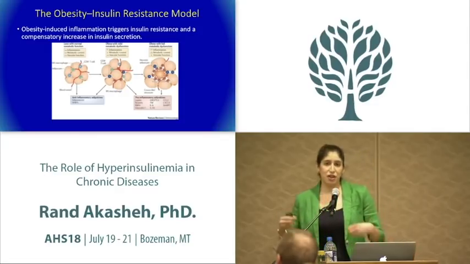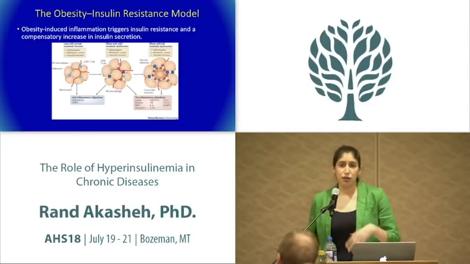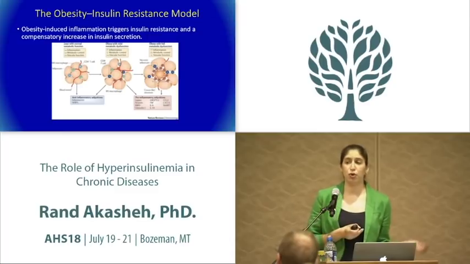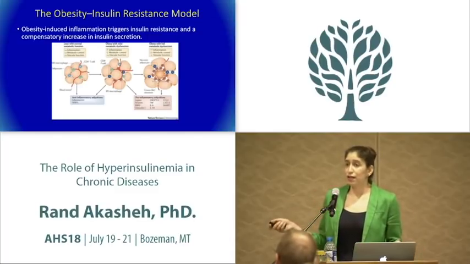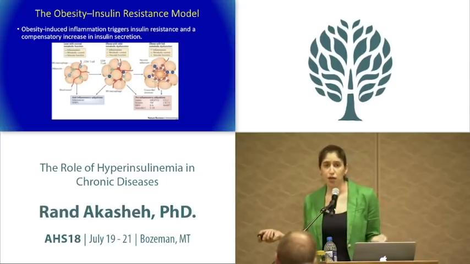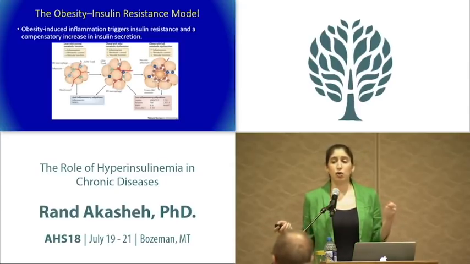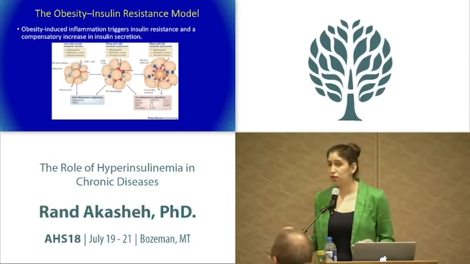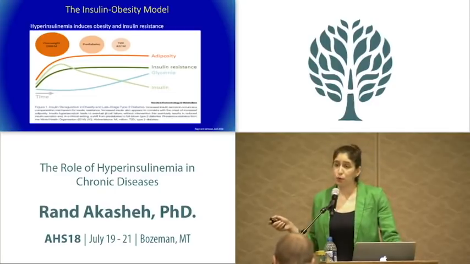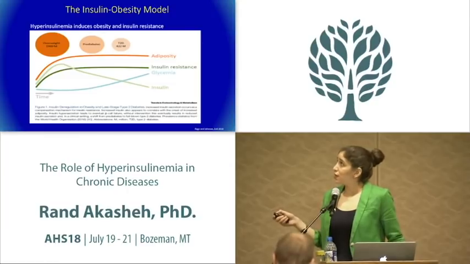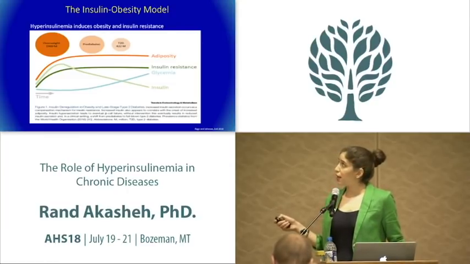So your cells are not accepting insulin. The pancreas would compensate by secreting more insulin. And how do we test that in the lab? We give, for example, mice a caloric dense diet or high fat diets. They gain a lot of weight. And as we study their adipose tissue biology, we see that increased inflammatory cytokines happen with weight gain.